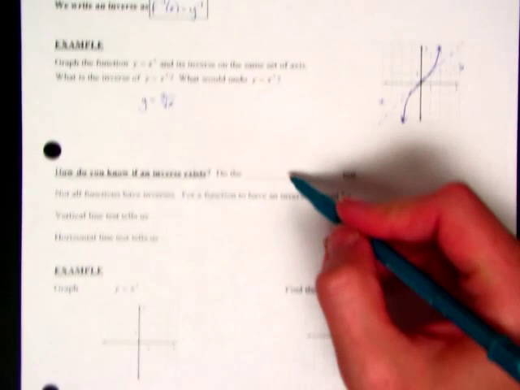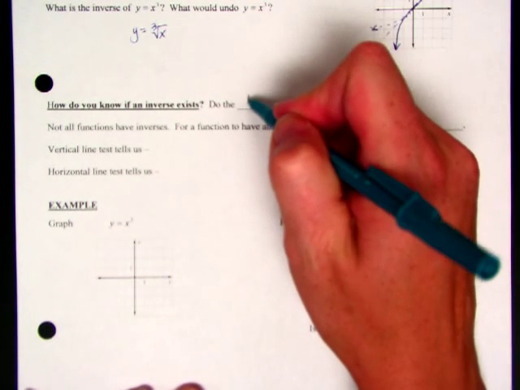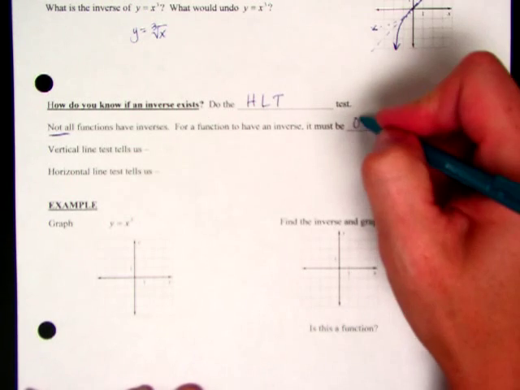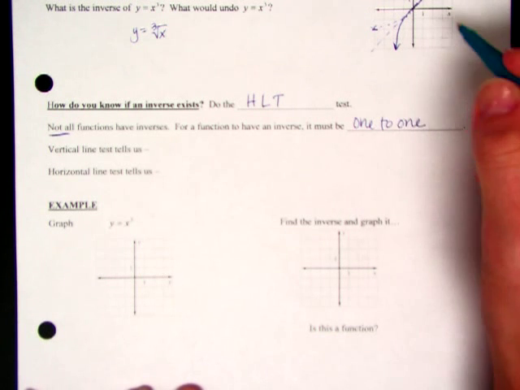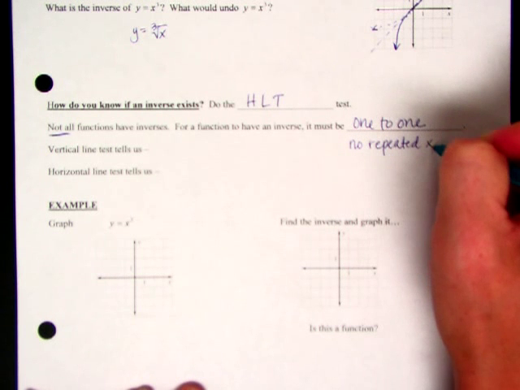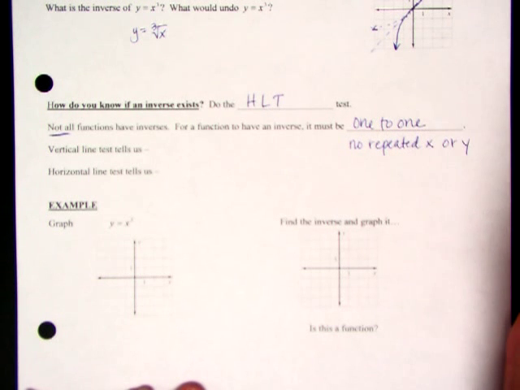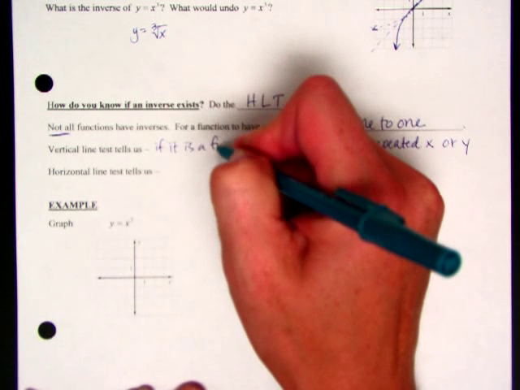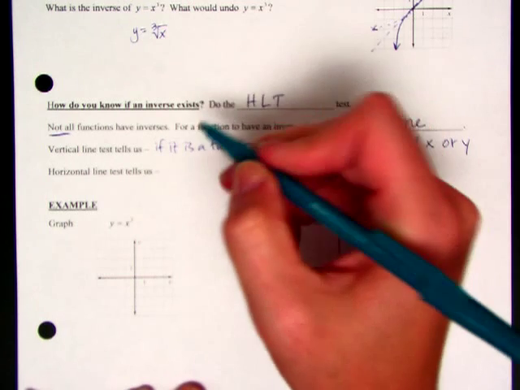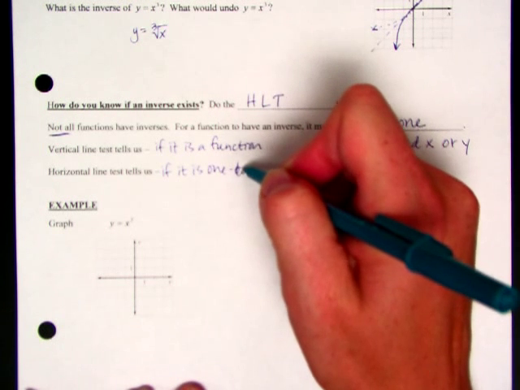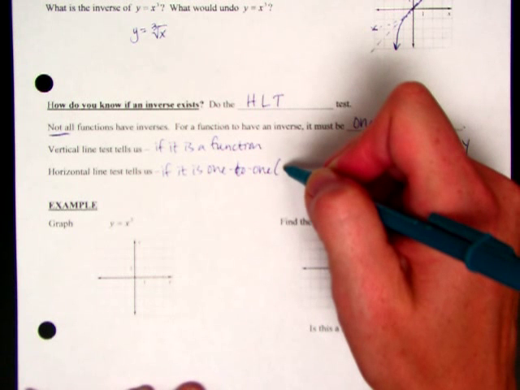How do you know if an inverse exists? You can do the horizontal line test to determine. Not all functions have inverses, but for a function to have an inverse, it must be 1-to-1. Which means that there are no repeated x's or y values. So vertical line tells us if it is a function. Horizontal line tells us if it is 1-to-1, which is the same thing as determining if it has an inverse.